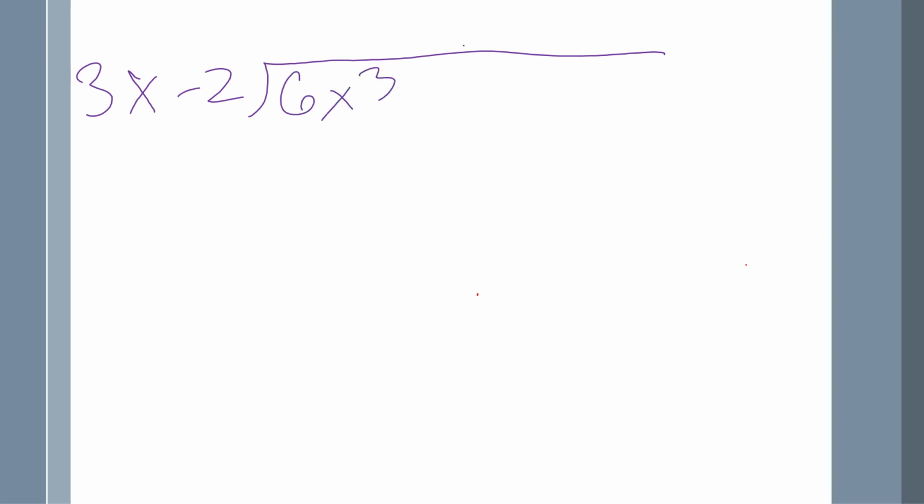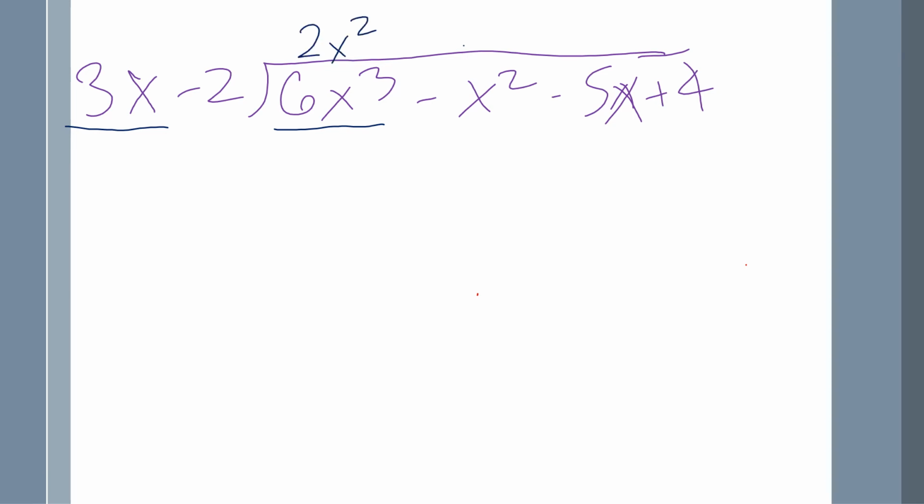6x cubed minus x squared minus 5x plus 4. So let's go ahead and get through this already. Y'all gotta forgive me about my handwriting. No way I could do this with speed. Going through our process again. 6x cubed divided by 3x is 2x squared. Okay, so we know that 2 times 3 is 6x. 2 times 2 is 4x.